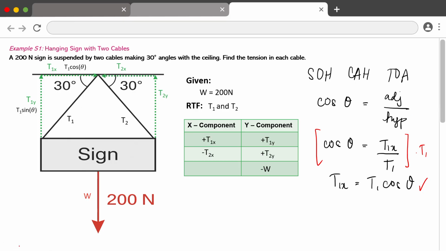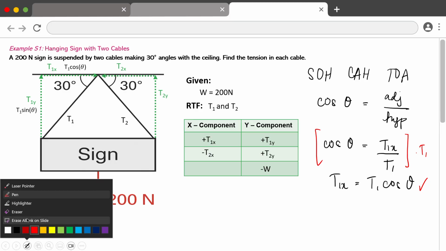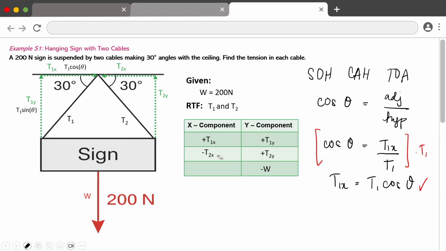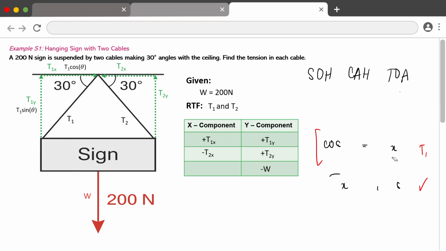So let's do the same thing for T2y and T2x. Okay, so we will express T2y and T2x in terms of T2, or the tension force that the ceiling exerts on the sign through this cable right here. So notice that the vectors T2, T2y, and T2x form a right triangle together, since T2y is perpendicular to the ceiling. So this is a right triangle.